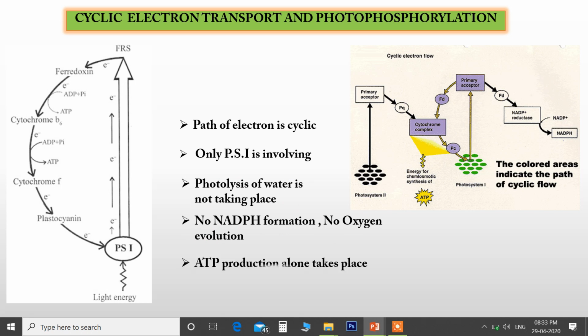And the important thing that happens in cyclic electron transport is ATP synthesis, that is photophosphorylation, and this ATP synthesis takes place at two places, in between ferredoxin and cytochrome B6, and in between cytochrome B6 and cytochrome F. So this is the cyclic electron transport and photophosphorylation. This photophosphorylation occurs in connection with cyclic electron transport. That is why the name cyclic photophosphorylation.